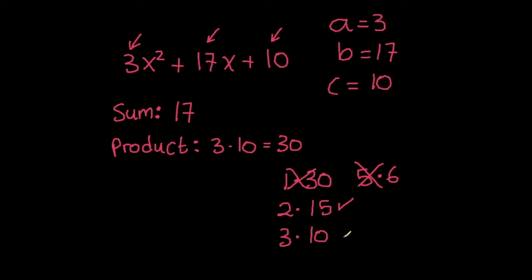3 and 10, they add up to 13, so we're not looking for that. Okay, so that is what we want. Those are the two numbers that we're looking for. All right, so now, after we found those two numbers, I'm going to make some space to split the middle term.